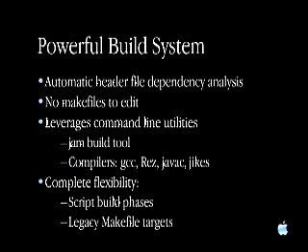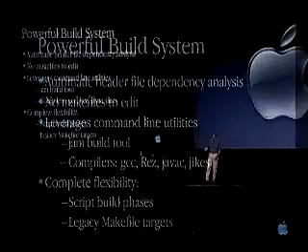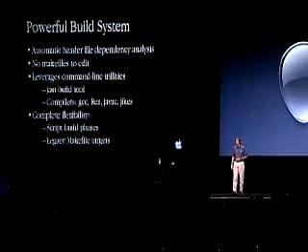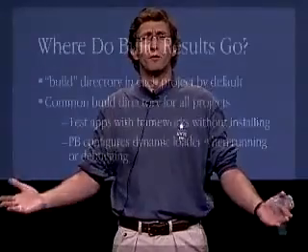We talk to a lot of lower level compiler tools, so GCC for C-based languages, Rez for .r files, Javac or Jikes for Java compiling. If you want lots of access to the full power of Unix underneath you, it's there for you. Either in script build phases that you can put in, find more about that tomorrow, or the legacy makefile targets that I talked about. Where do build results go?